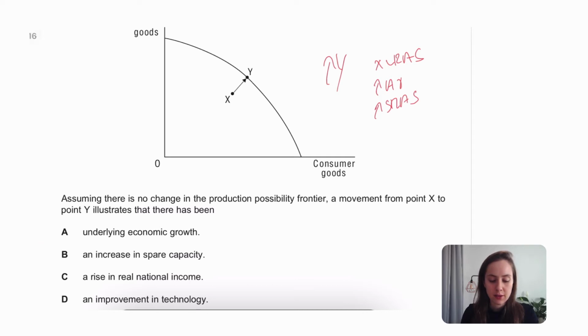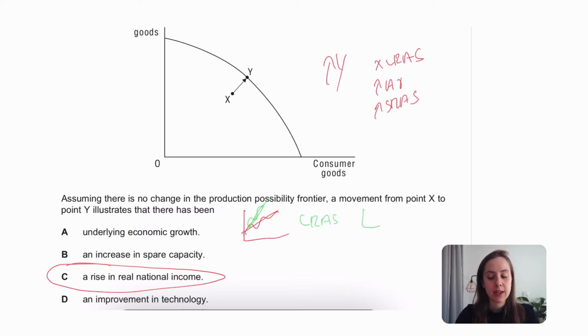that, rise in real national income. The other ones are wrong. So if there's an increase in underlying economic growth, you're looking to boost your trend rate of growth. So you're looking to do something like this. That's a long run AS shift, and that's something that would shift your PPF. So that is not right.